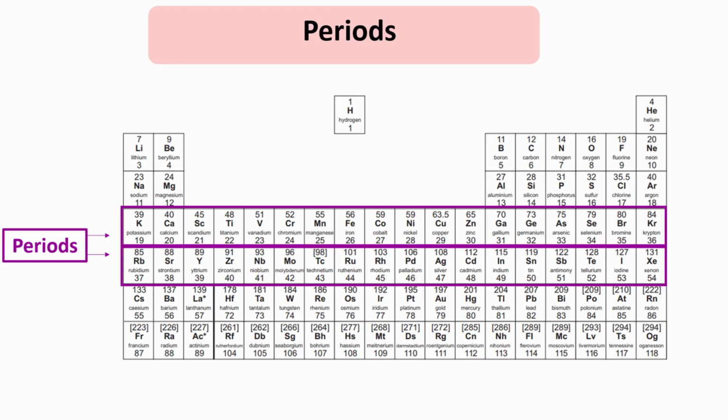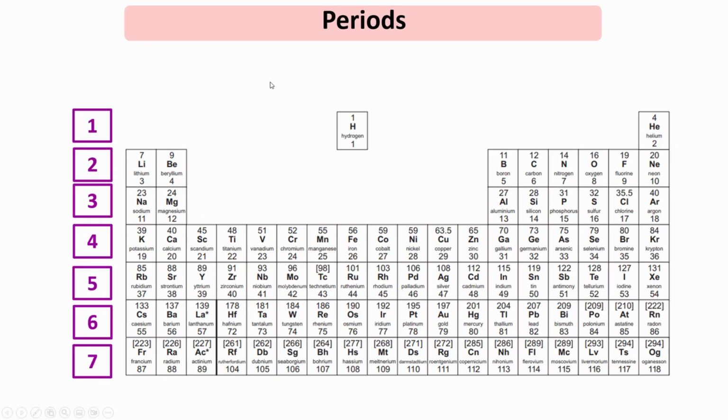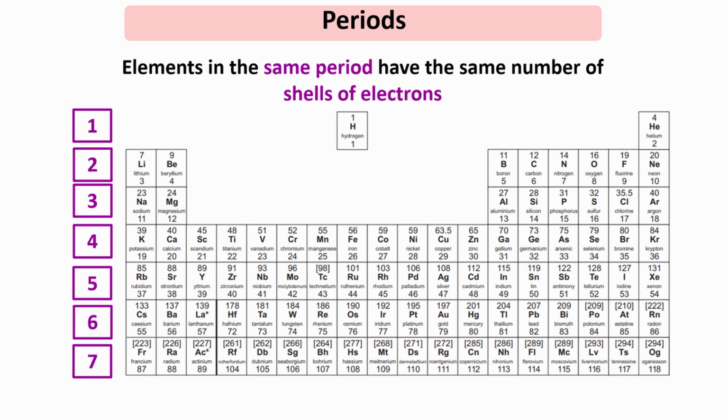Let's look at the periods in the periodic table, which are the rows. In the periodic table, there are 7 periods. In period 1, we have hydrogen and helium. In period 2, we have lithium, beryllium, and all these other elements in this row. In period 3, we have these ones, and so on. Elements in the same period have the same number of shells of electrons. So not the number of electrons in the outer shell, but the number of shells themselves.